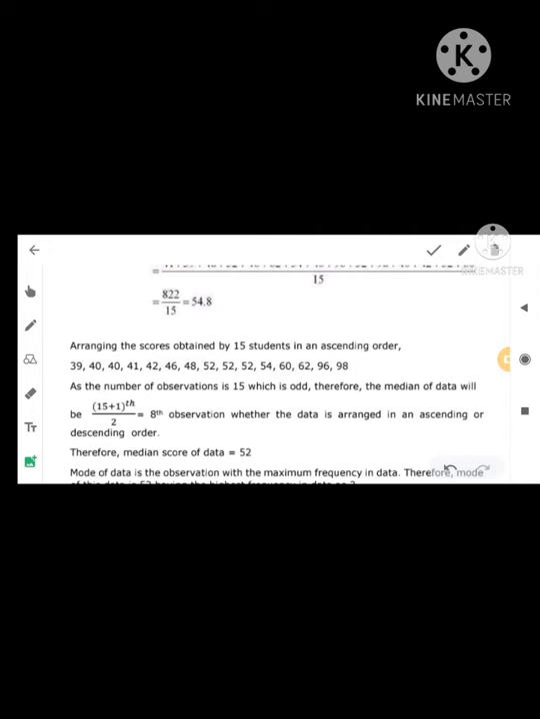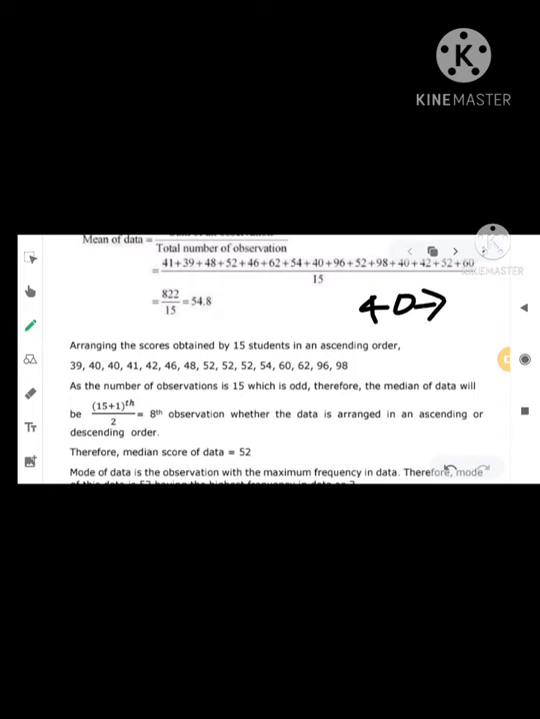Next, we need to observe which value has more frequency. First, the repeating value is 40. How many times is 40 repeated? 2 times. Next, 52 is repeating. How many times? 52 repeats 3 times. So the repeating terms are 40 and 52. Which one has more frequency? The frequency of 52 is more. So the mode of the given data is 52.